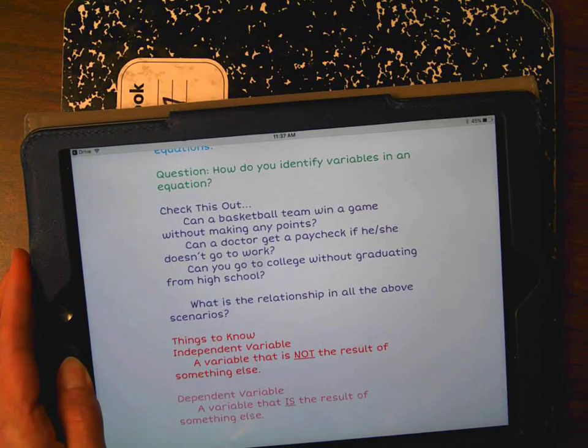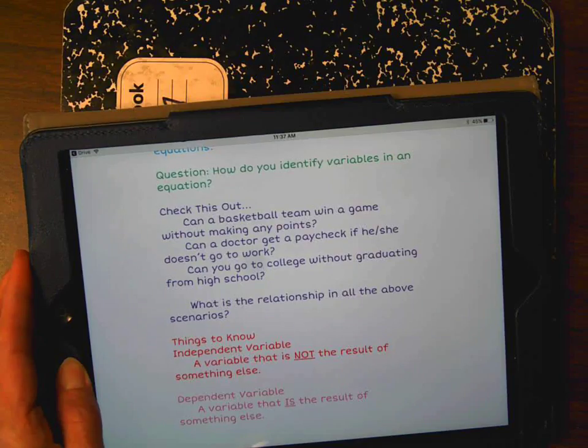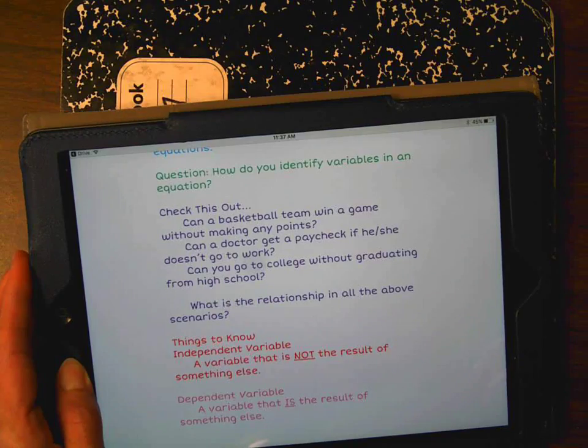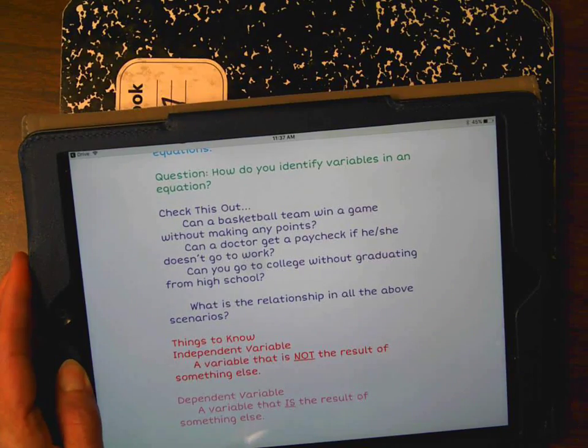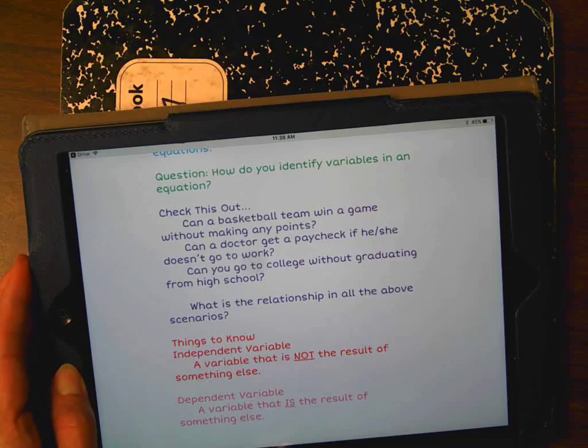So things to know. Independent variable is a variable that is not the result of something else. It happens whether something happens or not. The biggest, best example I can give you to help you remember the difference between independent and dependent is, let's say, weather. Does the weather ever depend on anything else, or does weather just happen? And the answer to that question is weather just happens. If we don't want it to rain, too bad, it's going to rain. If we don't want it to be hot, too bad, it's going to be hot. So weather is always considered independent because you can't make weather happen.